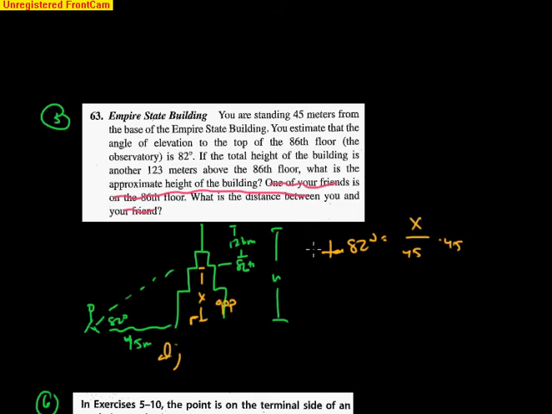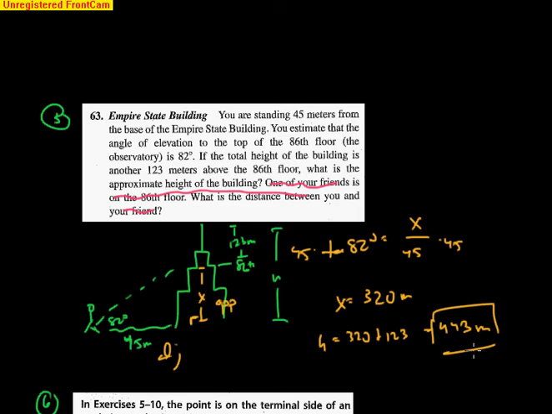I multiply both sides by 45. Make sure in degree mode, 45 tangent of 82 equals, and I get roughly, wow, 320, and I'm going to just do 320 meters. So then the total height h is 320 plus 123. 320 plus 123 is 443 meters tall. Okay? So right triangle trigonometry, making sure you know opposite, adjacent, and hypotenuse. Sine, cosine, and tangent.